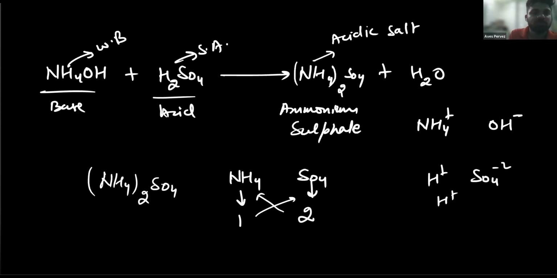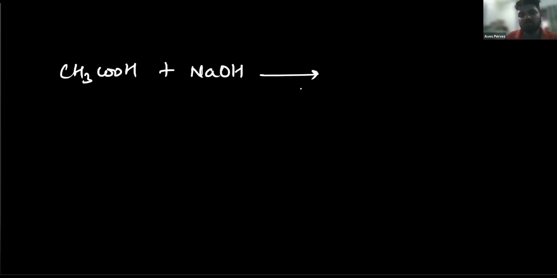Next, for example, if I have CH3COOH and it reacts with NaOH, what is the product formed? When CH3COOH dissociates, it gives CH3COO minus and H positive ion. The minus sign means the whole of this ion has one valency. So tell me, what's the product formed?